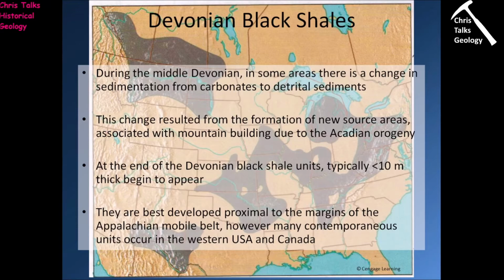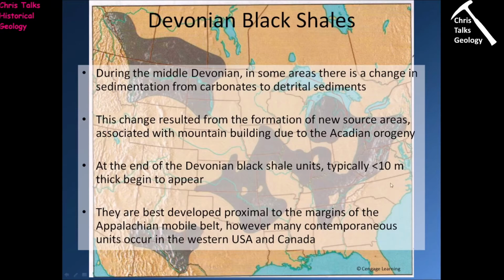So at the end of the Devonian, the black shale units, which are typically less than 10 meters thick, begin to appear. They're best developed proximal to the margins of the Appalachian Mobile Belt, and this makes sense. If you assume that the sediment to make them is coming from the erosion of the Acadian orogeny, which is part of the Appalachian Mobile Belt, well, obviously you're going to have most of the sediment being deposited right next to the Appalachian Mobile Belt, aren't you? The further you get away from that source of sediment, typically the thinner the layer of sediment will become.